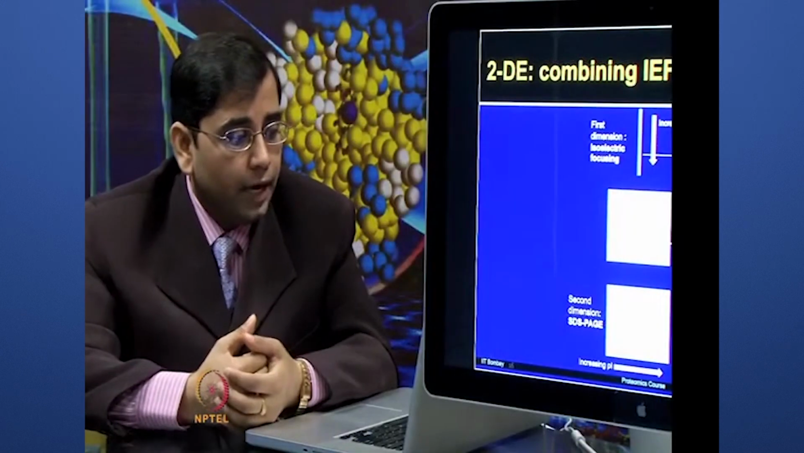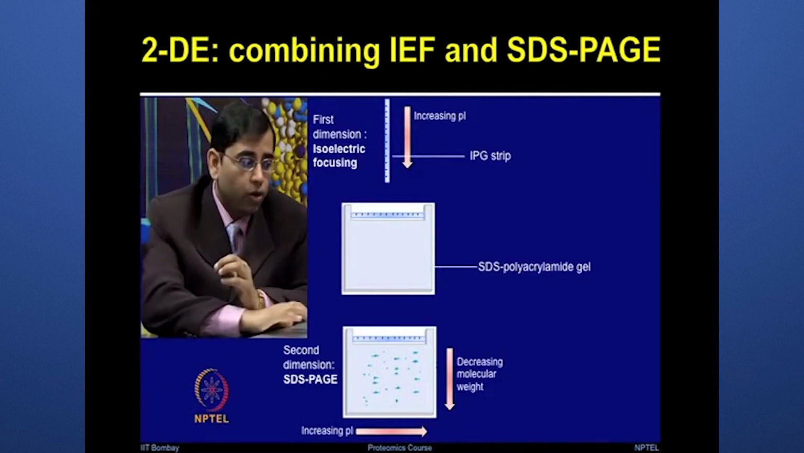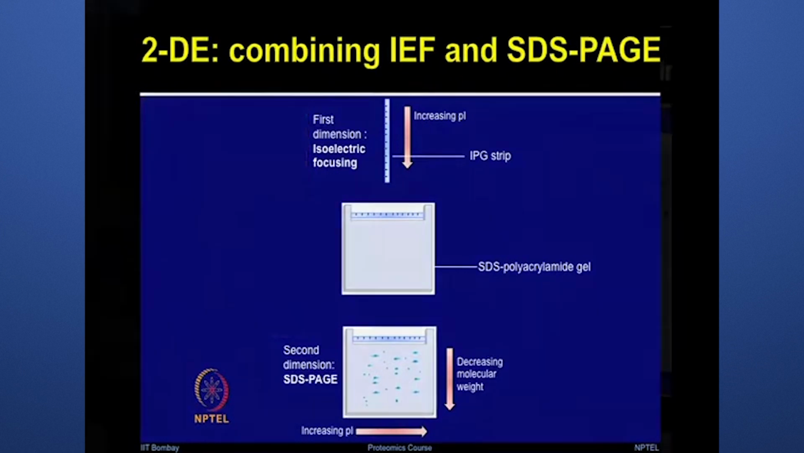I am giving you an overview of this process by showing this figure here, where in the first dimension the isoelectric focusing process is occurring by applying an immobilized pH gradient strip. Now in the second dimension, on the SDS polyacrylamide gel, you can place the first dimension separated proteins, and with decreasing molecular weight the proteins are separated. So on the given gel, you can separate the proteins based on both molecular weight and isoelectric point.